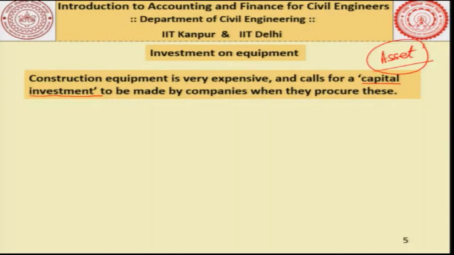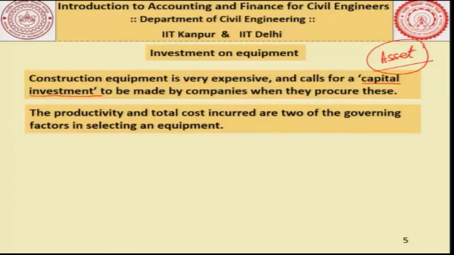As far as the companies are concerned, we will talk about it again later, there is a book value. They have to show the distribution of their total assets, in what form they are being held: bank guarantees, term deposits, equipment, and so on. So, these equipment also constitute one of the forms of assets as far as construction companies are concerned. And today's discussion, in fact, is largely focused on how the value of this asset changes over a period of time.